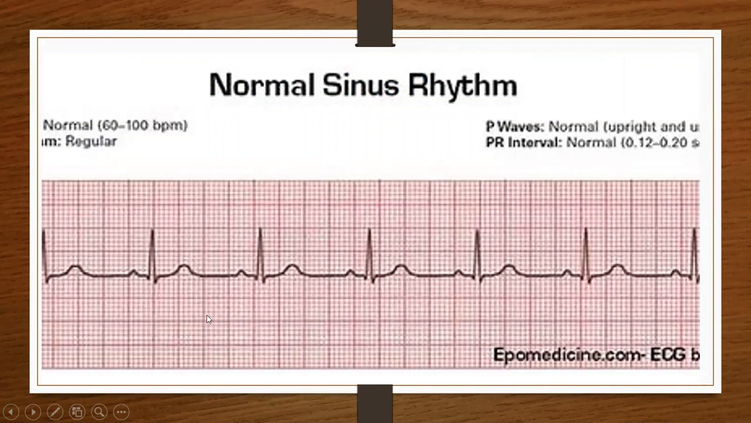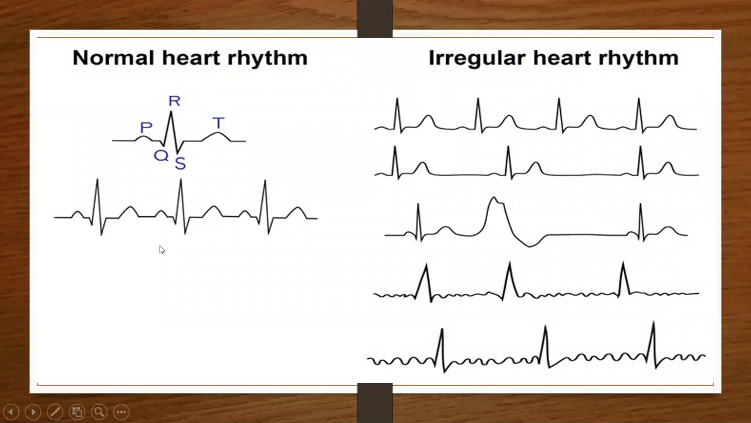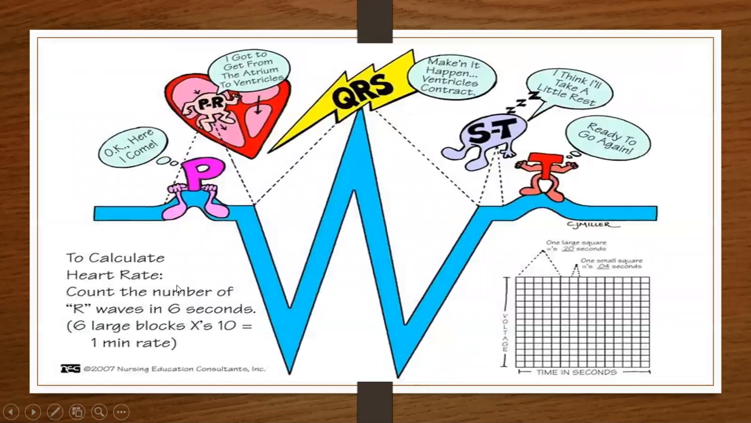Here's an example of a normal sinus rhythm. And it's a good idea if you guys draw an example of a normal sinus rhythm, and then you can draw an example of an irregular rhythm just for you to have as a reference. Okay, and here's some examples again of your normal rhythms and some examples of some irregular heart rhythms. Okay, so here again you have your PQRST segment. To calculate the heart rate, you count the number of R waves in 6 seconds and multiply that by 10.